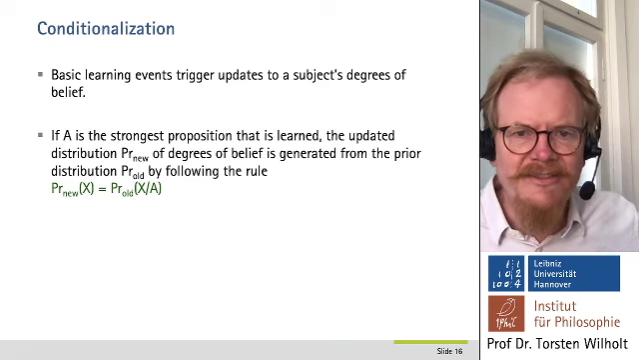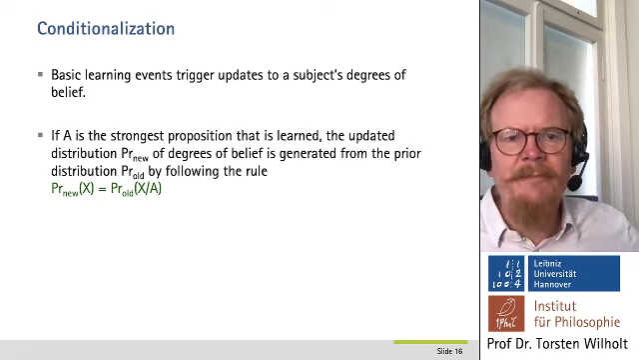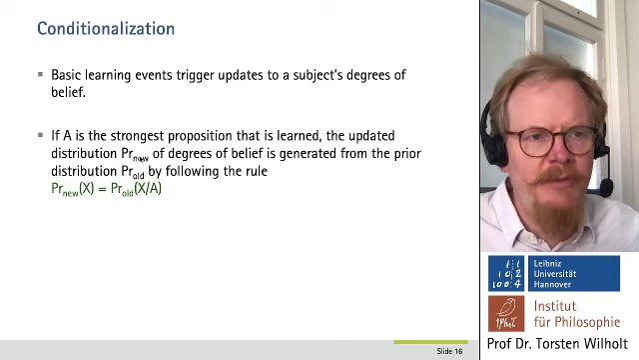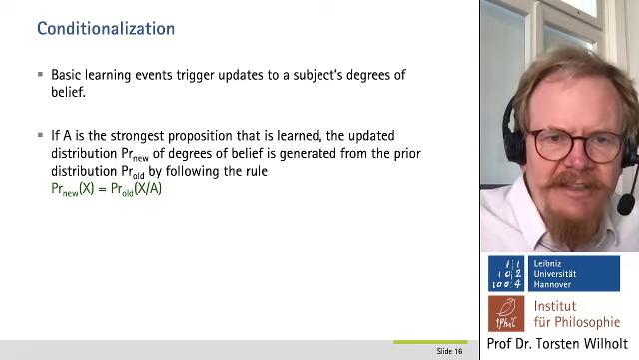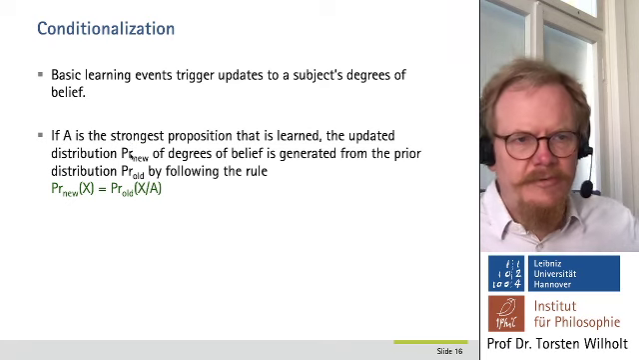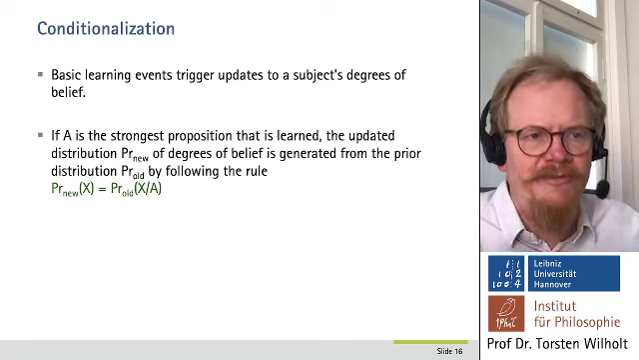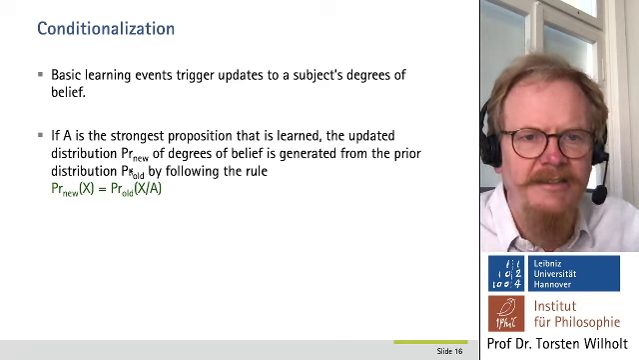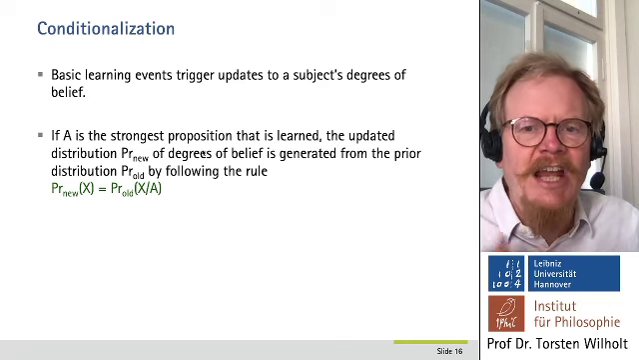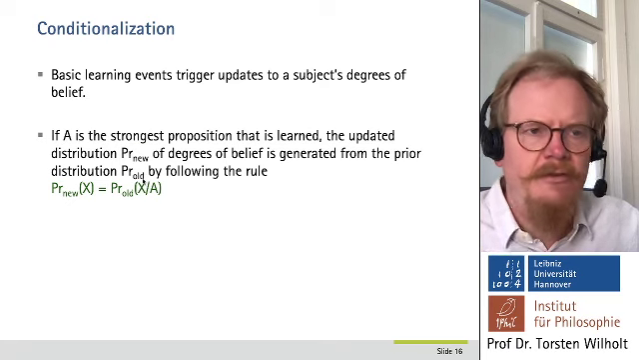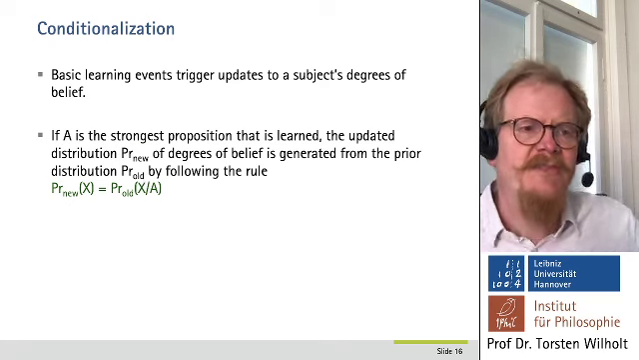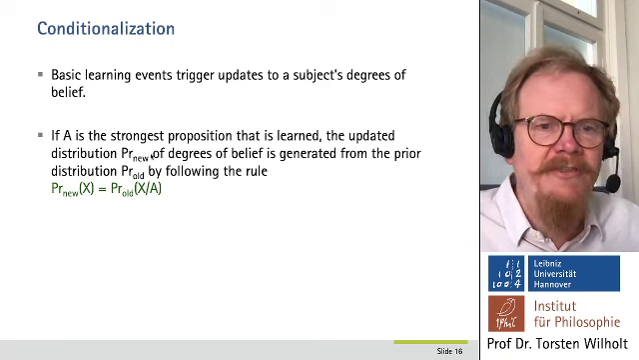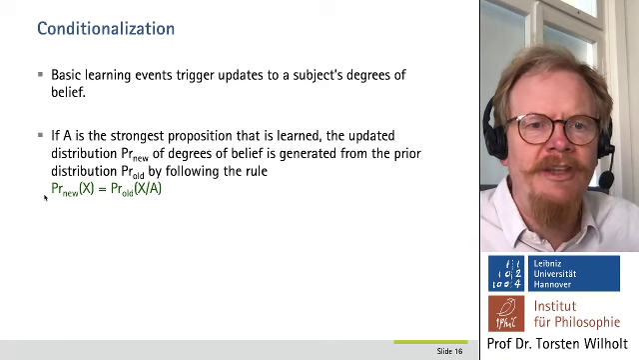And if A is the strongest proposition that is learned, the updated distribution of degrees of belief, think of this as a new kind of probability function. This is a probability function as well, but it's a new distribution. It also has to fulfill the Kolmogorov axioms internally for the new state of your mind. This is generated from the old probability distribution, which also satisfies Kolmogorov's axioms. And generating the new probability function from the old is done by following this rule.